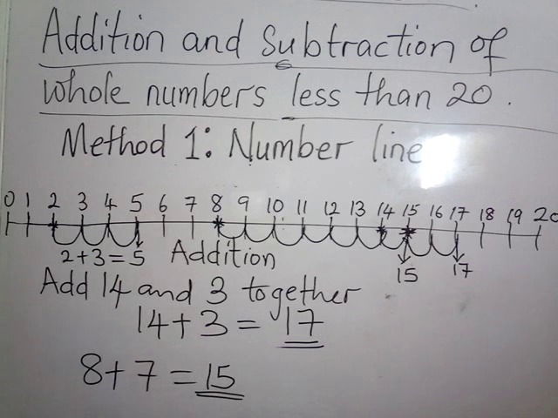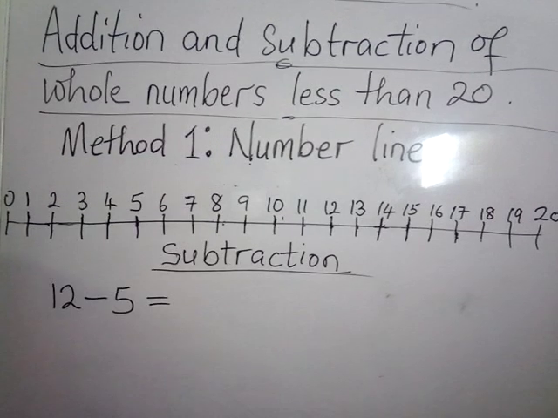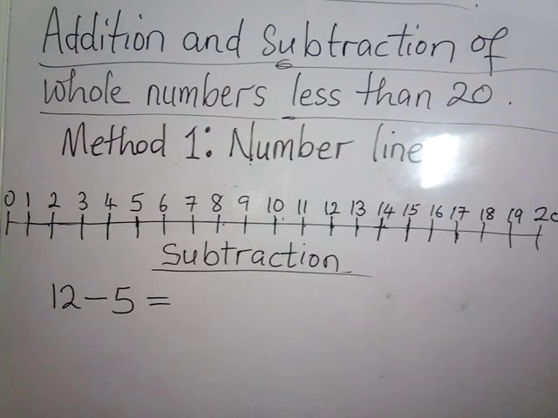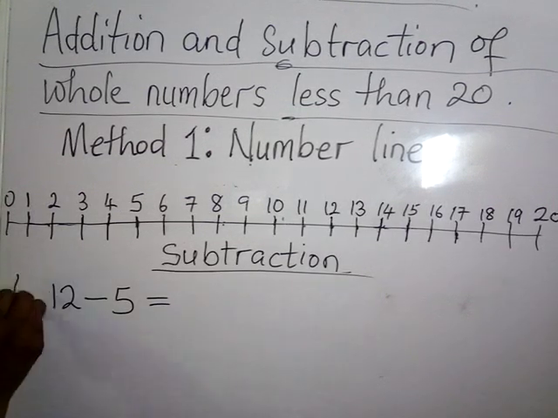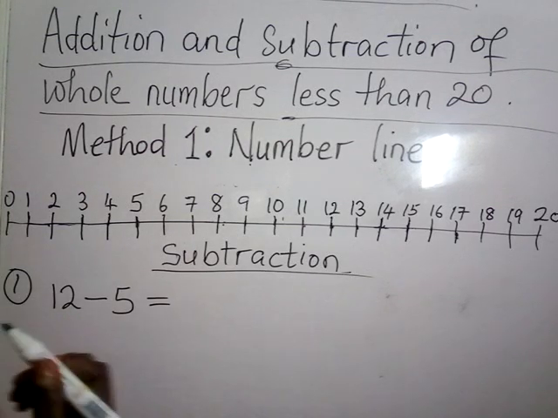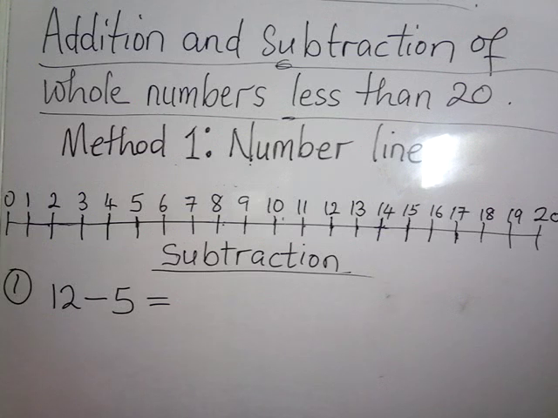Okay? So this is your number line, and this is how you use it to do your addition. Now let's see how we use it to do our subtraction. So for subtraction, we're going to also take a look and see how it works, okay? Now what we have here as an example, example 1 is 12 minus 5. 12, take away 5.